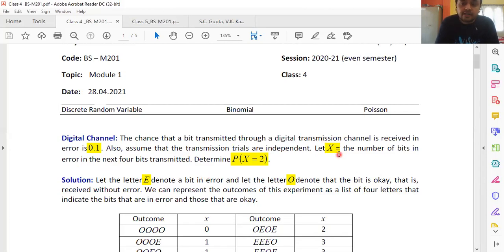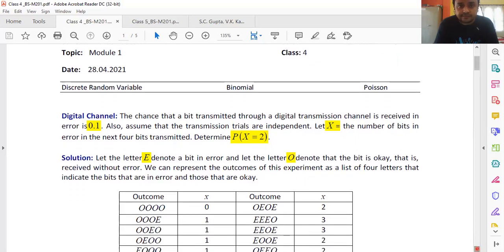Now the random variable they have already defined. The random variable is defined as the number of bits in error in the next 4 bits transmitted. So 4 times the bits will be transmitted, and you are going to count how many times the error is occurring in this digital transmission. So the random variable has been defined for you. It's a very practical problem, and we are going to see what is happening over here.